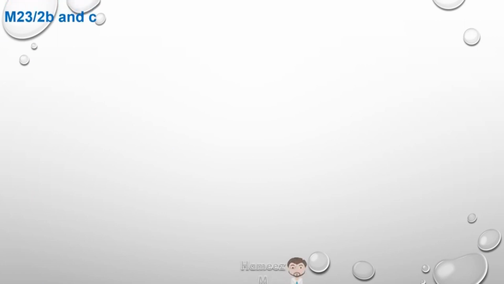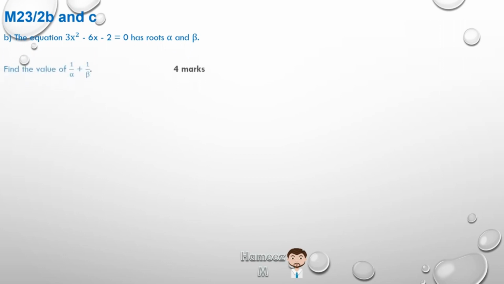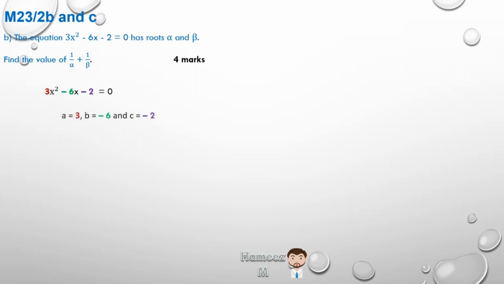May 2023, number 2b. The equation 3x squared minus 6x minus 2 is equal to 0 has roots alpha and beta. Find the values of 1 on alpha plus 1 on beta. So let's rewrite it, and let's color code the coefficients so it's easy for students to identify. We'll write it over where we have the coefficient of x squared in red as a being equal to 3, b is equal to minus 6, and c is equal to minus 2. Because let's recall, the general equation of a quadratic is ax squared plus bx plus c.